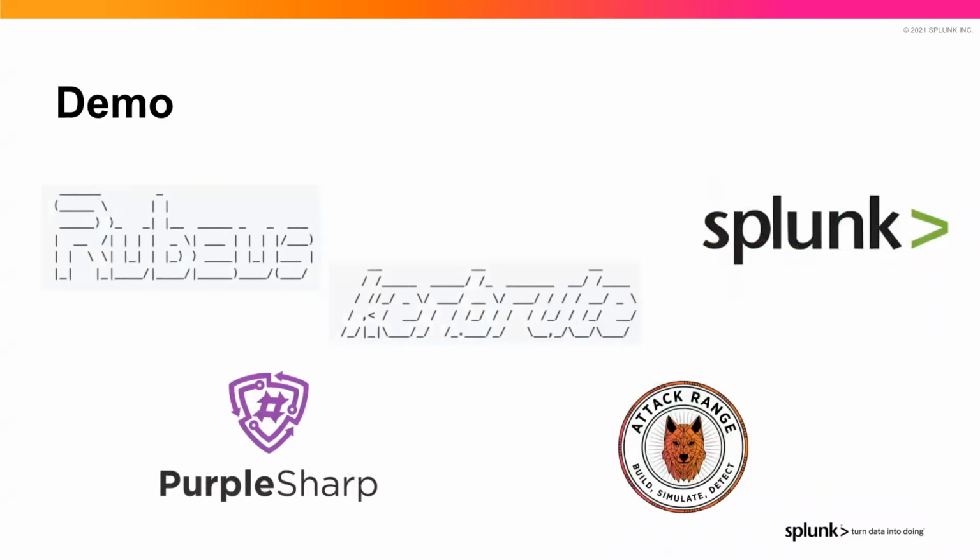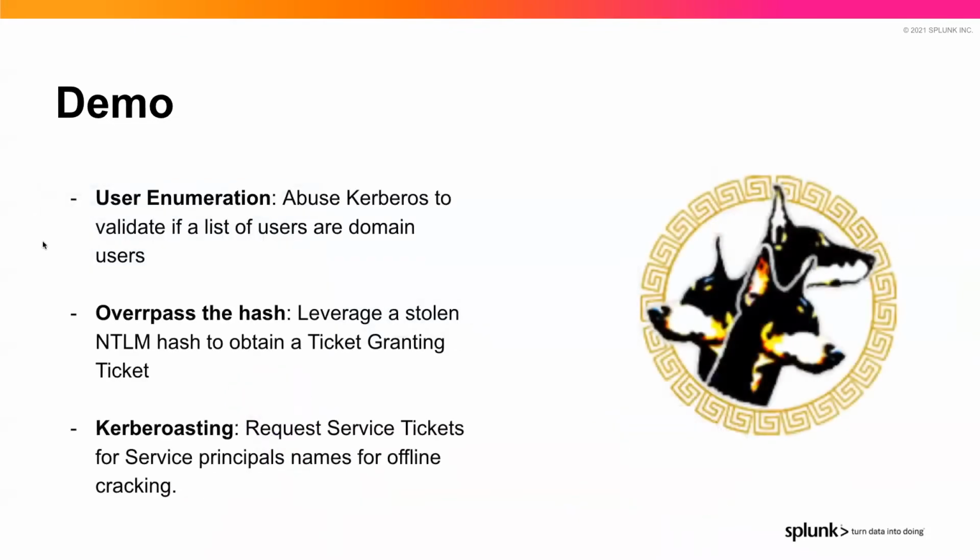In this demo, we're going to be using a lab environment built with the Attack Range, of course, with Splunk logging in this environment. And to execute some of the techniques or simulate some of the attacks, we're going to be using three tools: Rubeus, Kerbrute, and PurpleSharp. So for this demo, we're going to be talking about three different attacks. It is not the goal of this presentation to dive deep into the attacks, so I'm just going to give a quick, high-level summary of each one of the attacks.